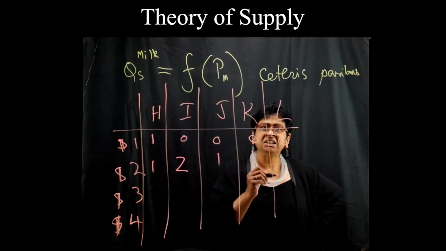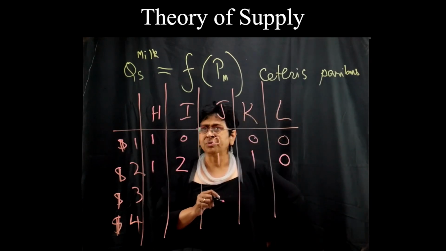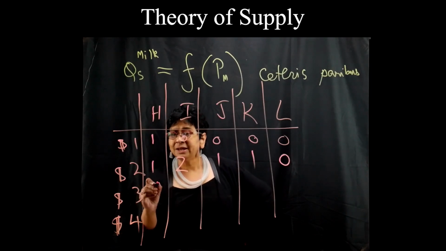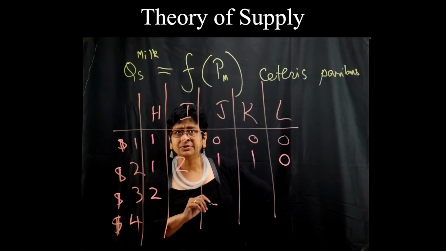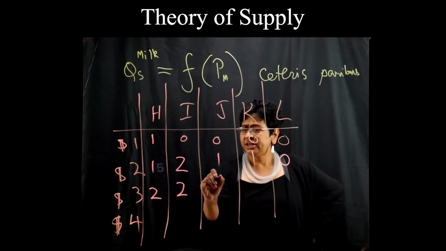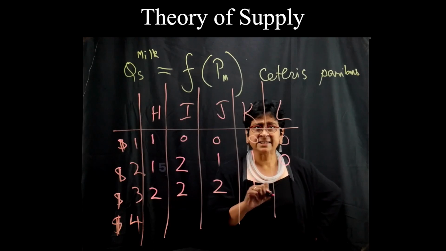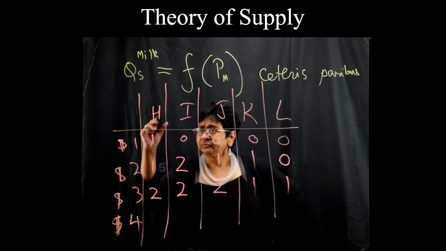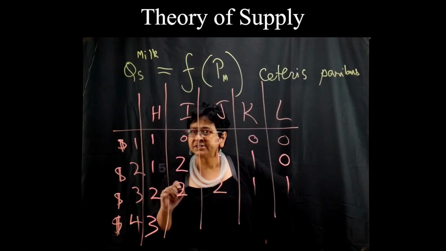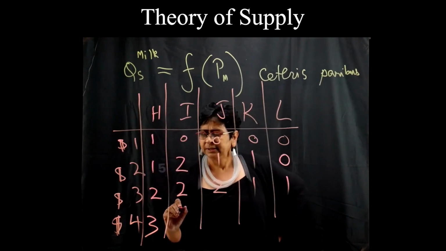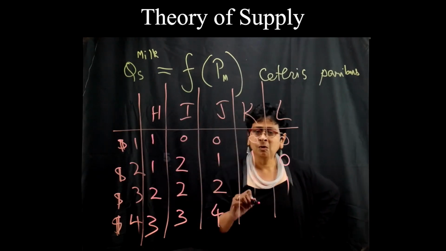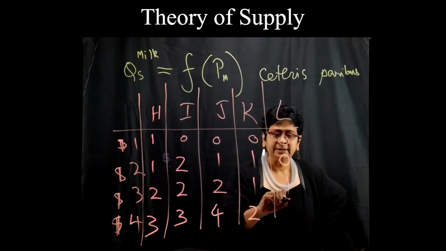J enters the market, K enters the market, L still finds the price too low. And then when the price is 3, H decides to sell 2 units of milk, I sells 2 units of milk, J sells 2, K still sells 1, and L sells 1. Price is 4, let's say that H sells 3, I sells 3, J goes all the way up to 4, K goes to 2, L is still at 1.